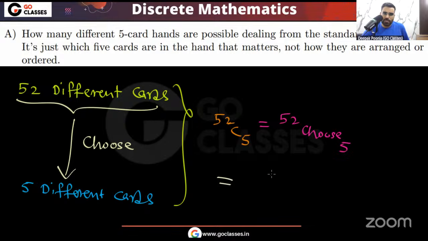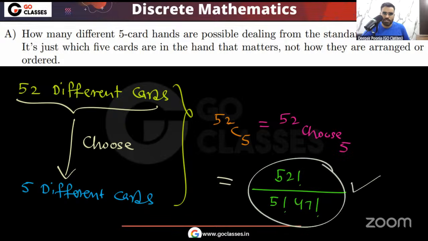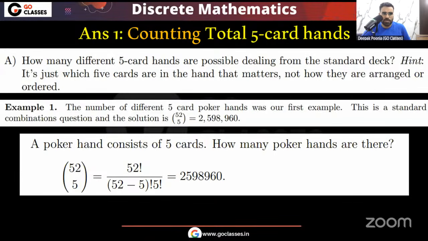And what will this become? What is NCR? That is n factorial divided by r factorial times n minus r factorial. So you can see 5 factorial, and 52 minus 5, that is 47 factorial. So this will be the answer. Okay, very simple. So this is the first question. I hope you understood. If you calculate this value, you are going to get this value. Very simple question. I hope you understood.